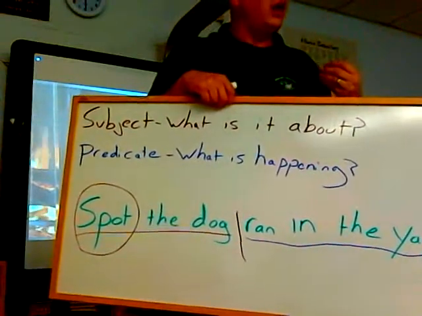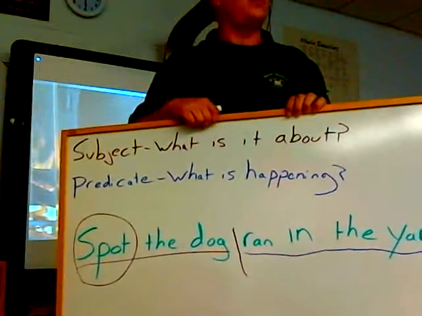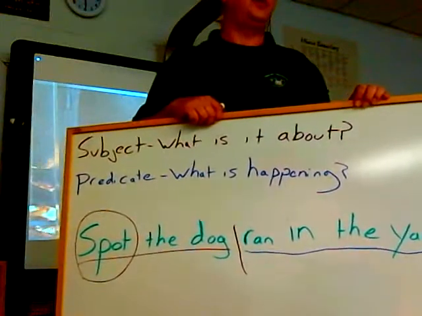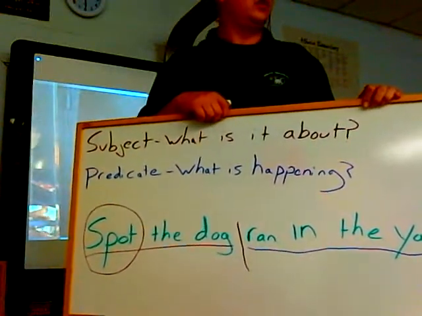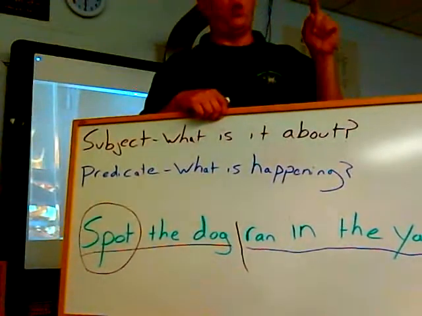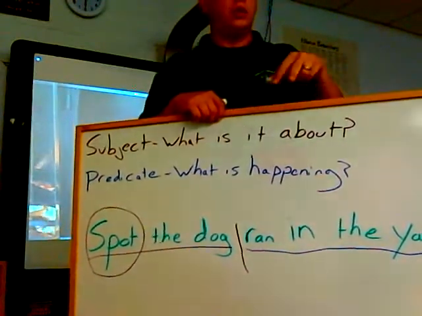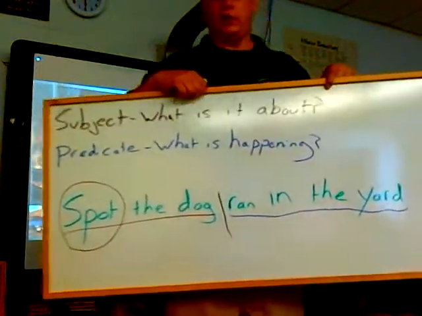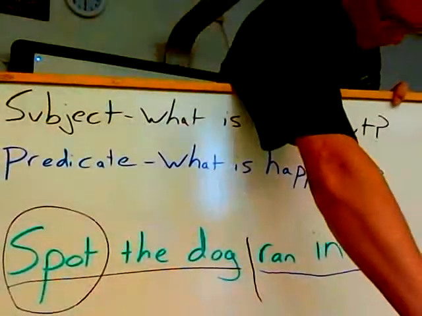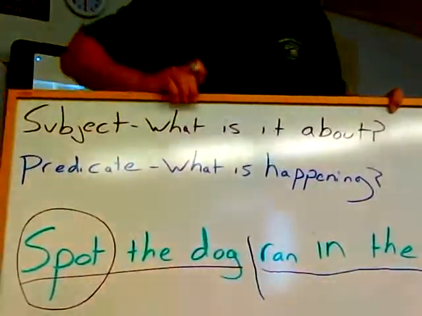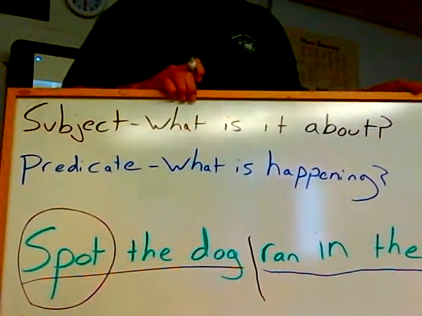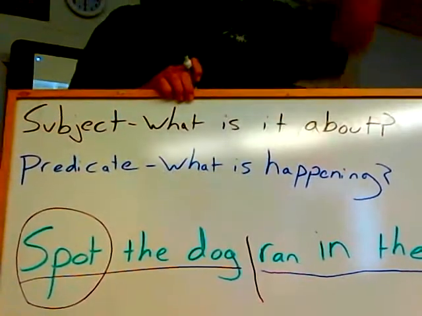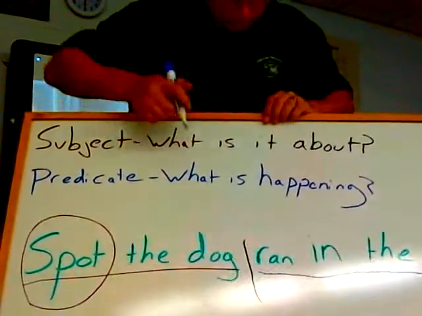A specific dog. So, the answer to the question, what is this about, in as few words as possible, because sometimes, what if I said, Spot and Spotette, the dogs, ran in the yard? It would be a compound subject, right? One predicate about two subjects. But in this case, it's not. It's just about Old Spot, our friend. What is the predicate of this sentence? The one-word answer to the question, what is happening? Ran.